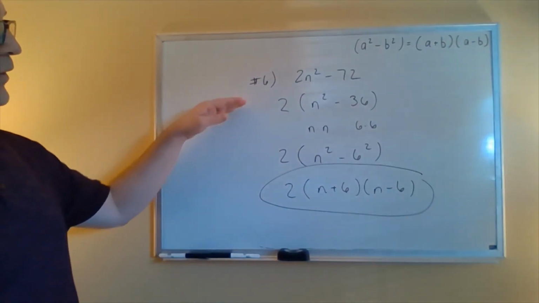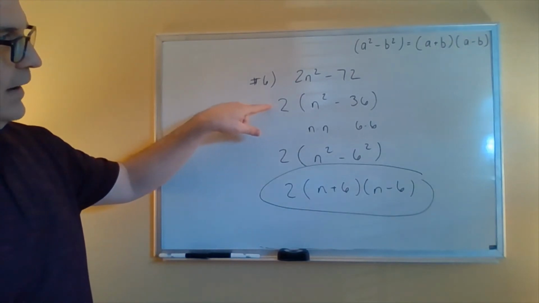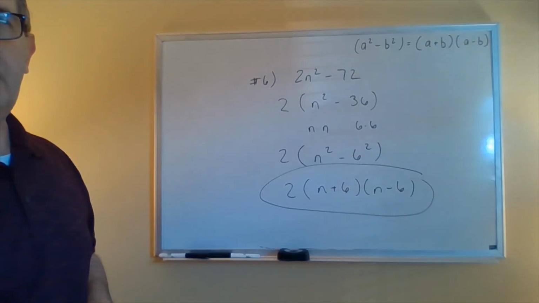Okay. So the only difference in how we solve this one when compared to the first 5 is that we had to find that greatest common factor and factor that out first. Okay, let's take a look at number 7.